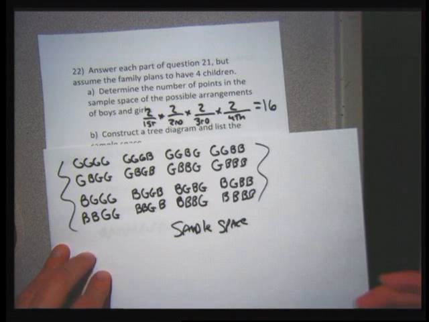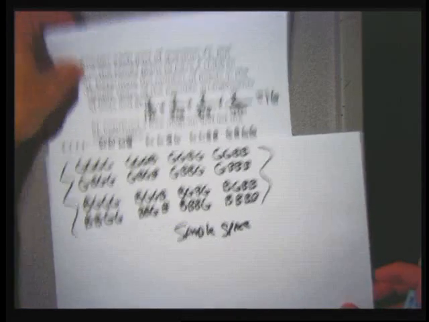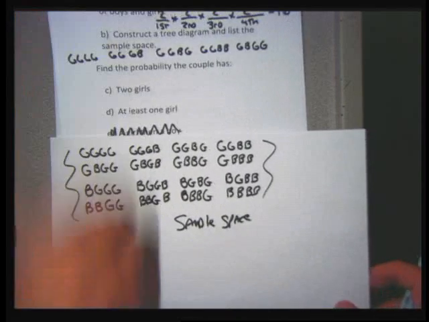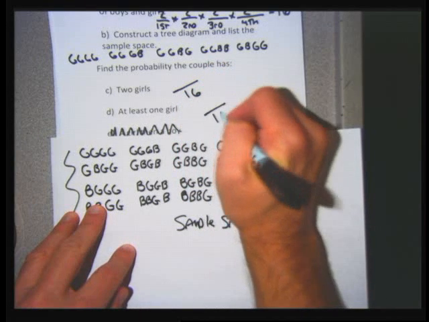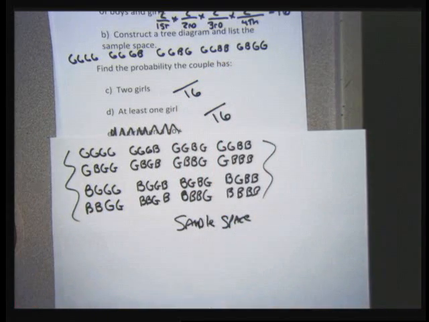So there's my tree diagram. I lifted the sample space. Now I'm going to answer the probability questions, and just 2 of them. Each of the denominators is going to be 16 because there's 16 items in my sample space.